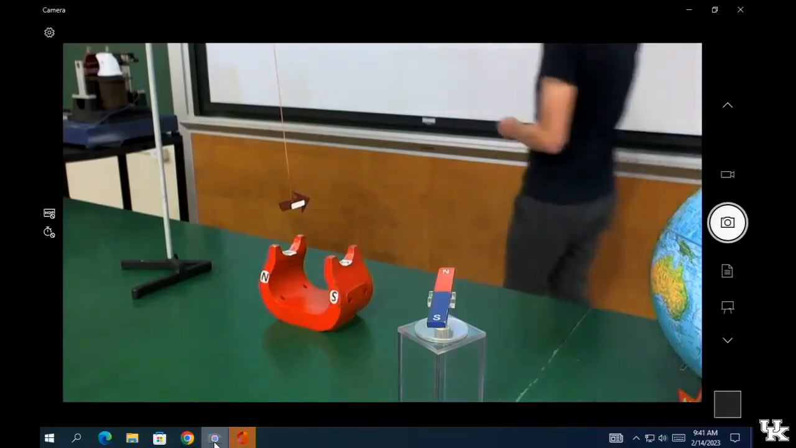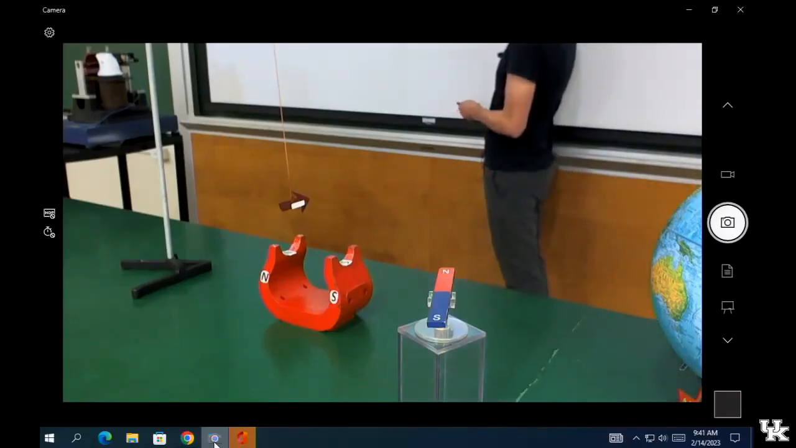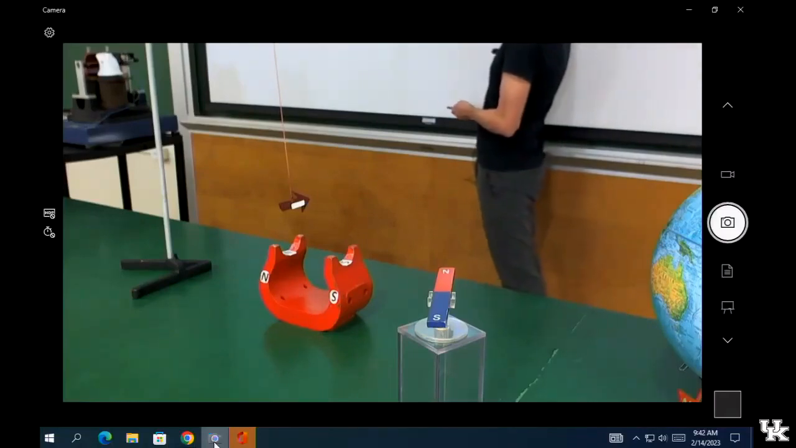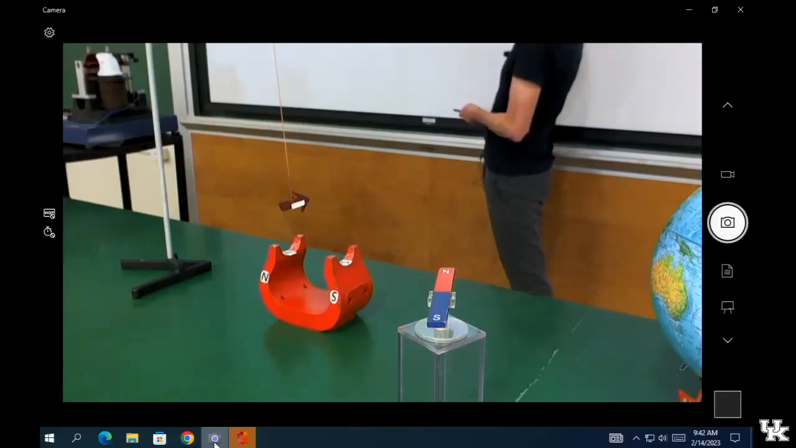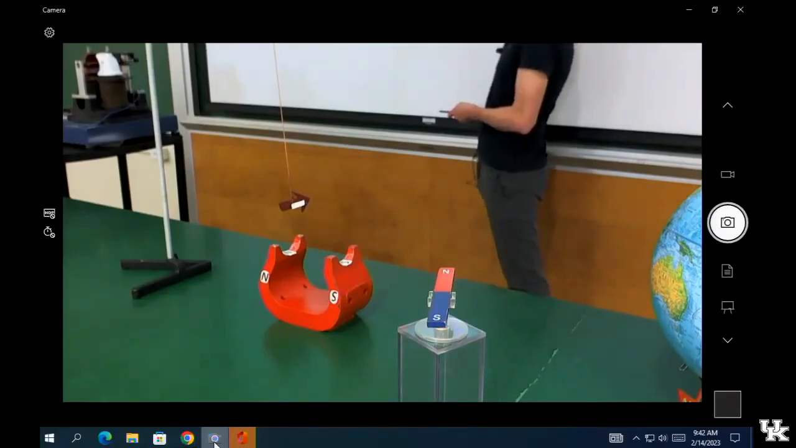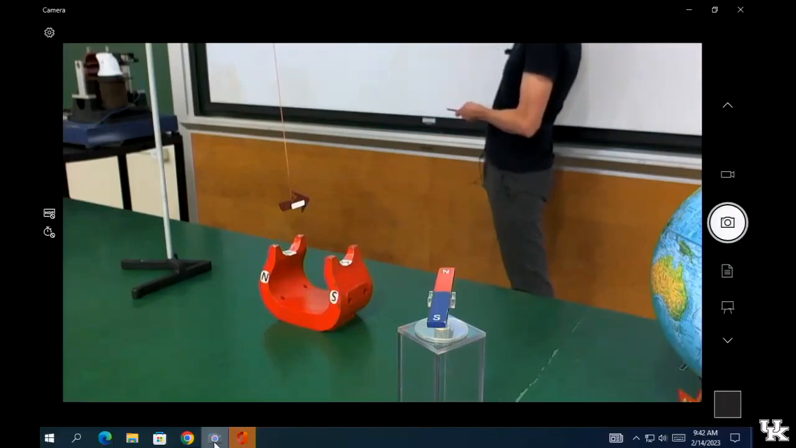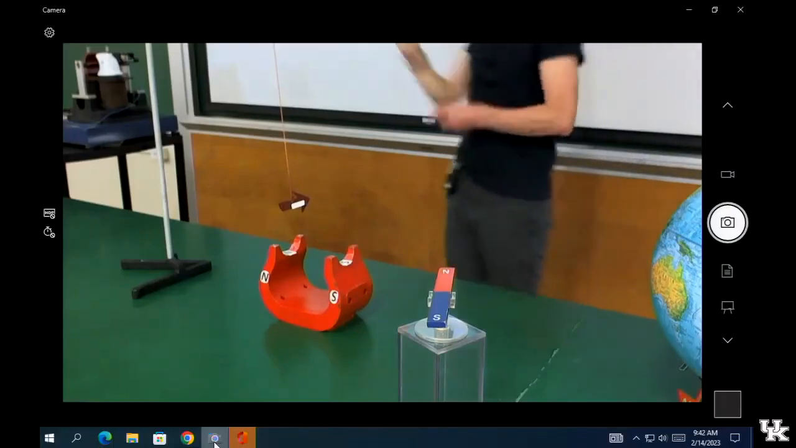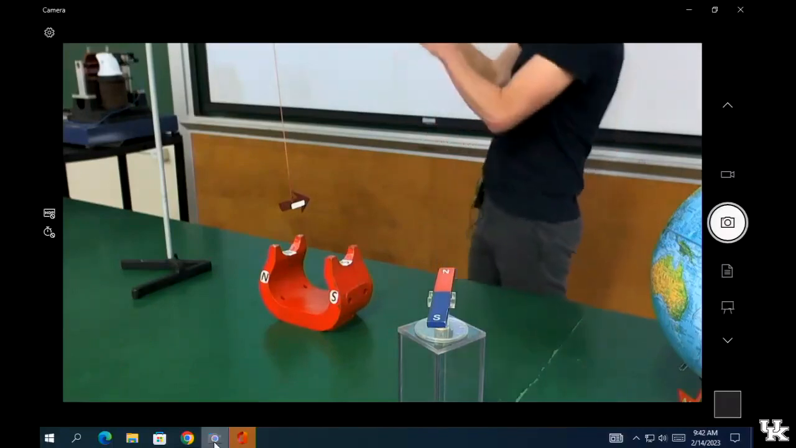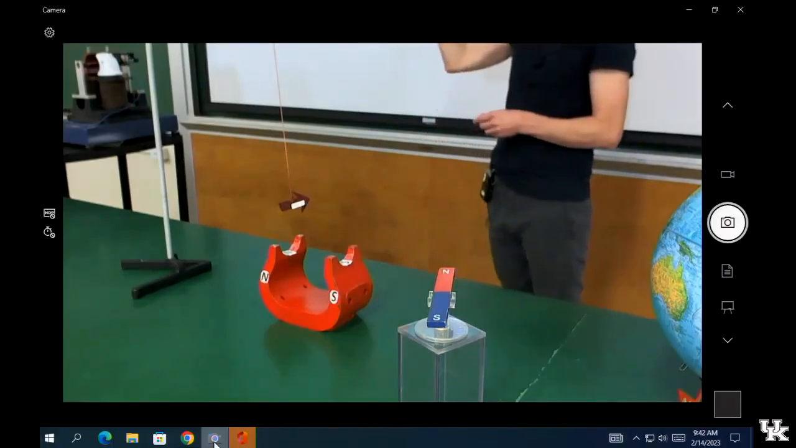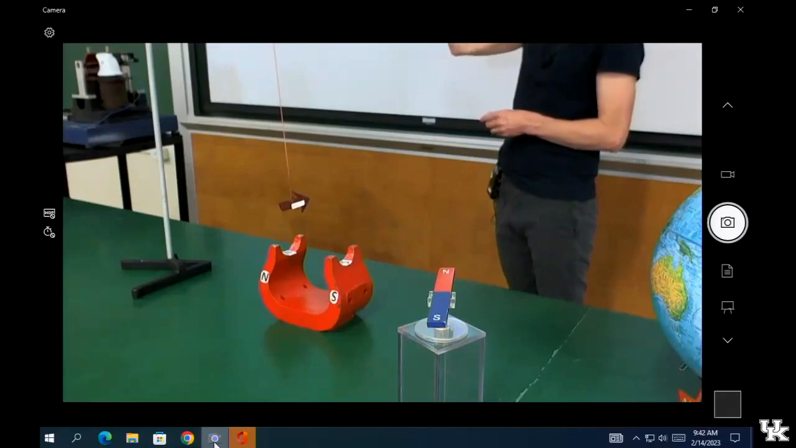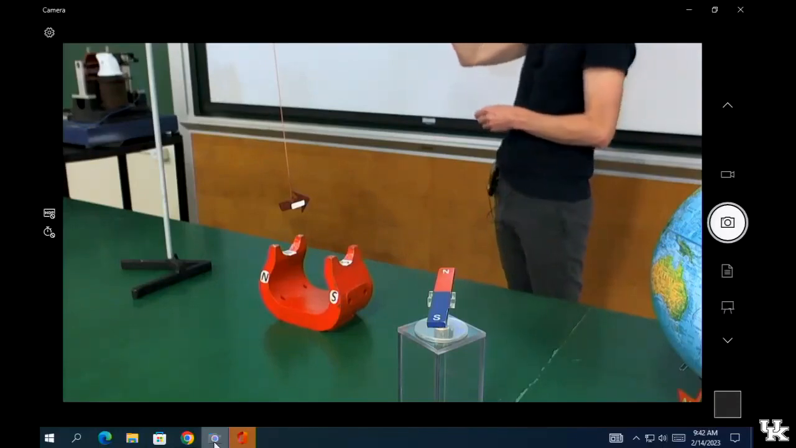So if you look in the center of the screen here, I've got a magnet. This is a piece of iron that's magnetized. And I've indicated on the magnet in red what we call the north pole. So that's one end of the magnet. And in blue here, this is the south pole, the other end of the magnet. And then I've got a second magnet, this one here, that also has a north pole marked in red and a south pole marked in blue.